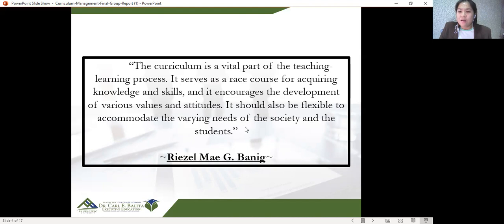In this case, what we want to share with you is that in curriculum, we are going to consider all the facets of education, not only the things that we need to teach, but the outcome of the way we teach our students.